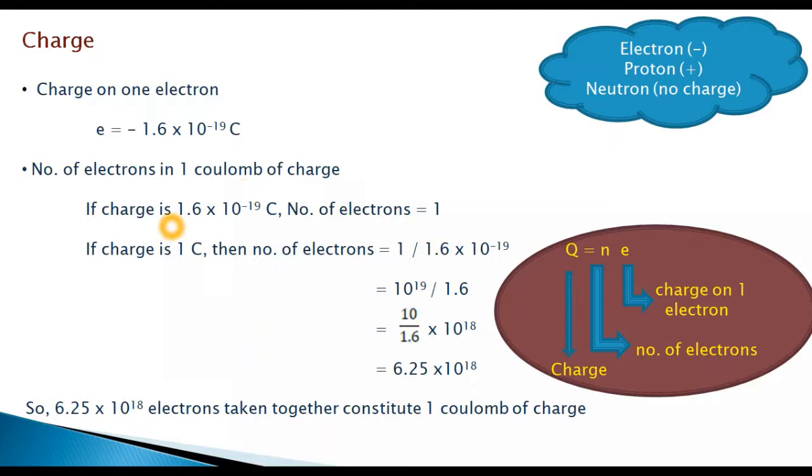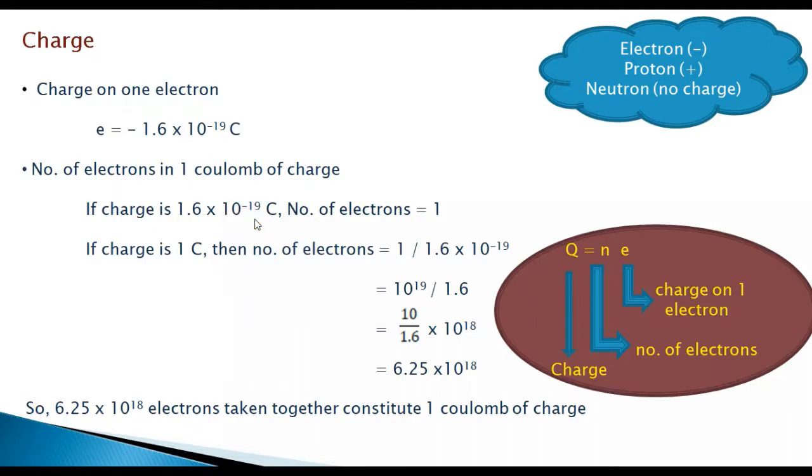Now see, when we are having a charge of 1.6 × 10^-19 coulomb, that means we are having only one electron, because it is the charge of one electron, or it is the charge of one proton. So when the number of electrons is 1, you are having a charge of 1.6 × 10^-19 coulomb. Now I want to find the number of electrons present in 1 coulomb.